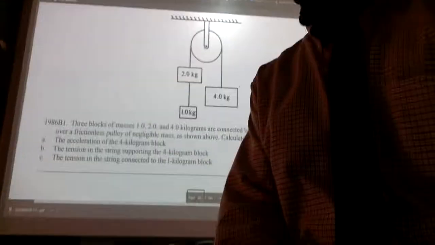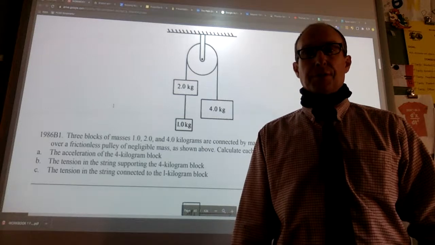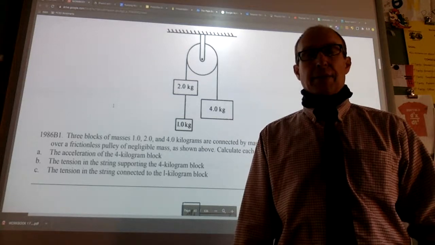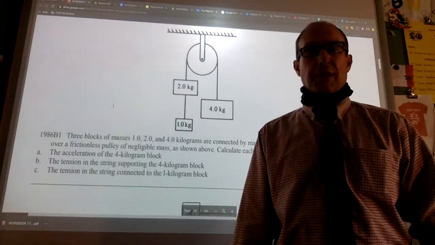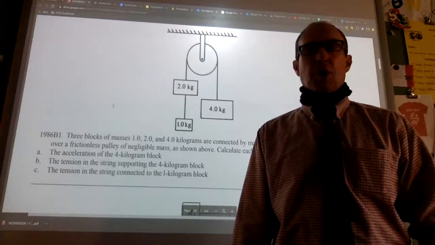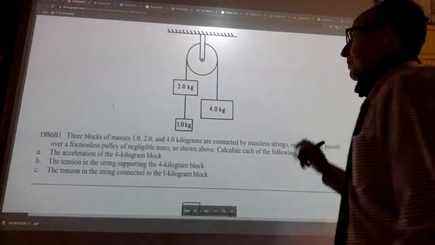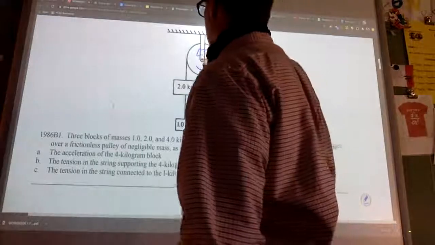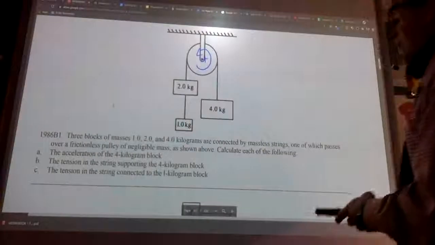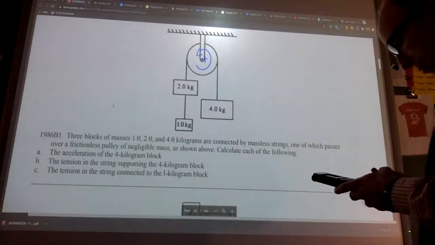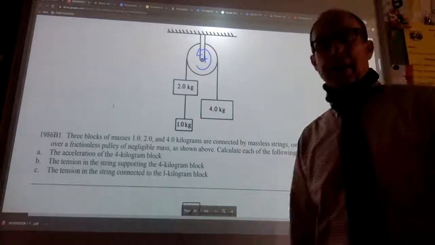AP, and this would be one where you have multiple masses that are all connected together in some Atwood machine setup. And we have two different strings, so we're going to have two different tensions, but they're all going to share the same magnitude of acceleration. All right, so my acceleration, I am going to guess is going to be 1.4. I'll show you guys how to do this.